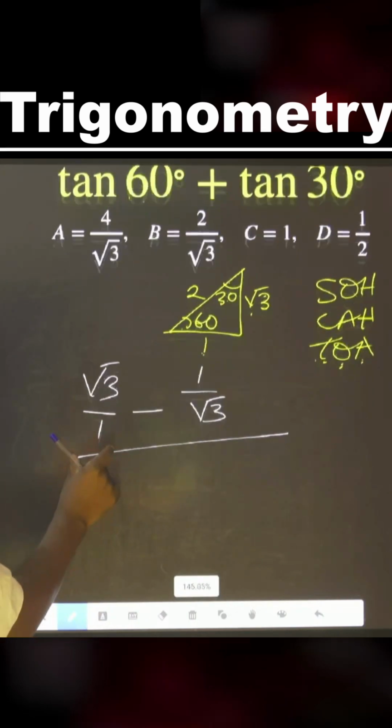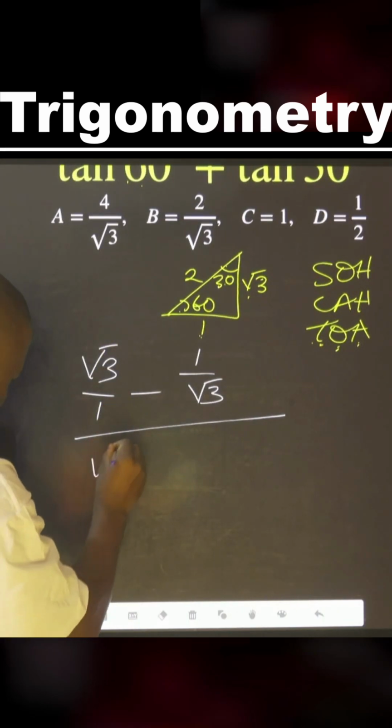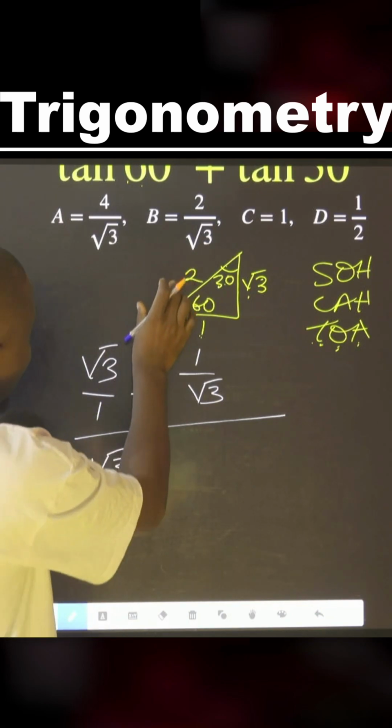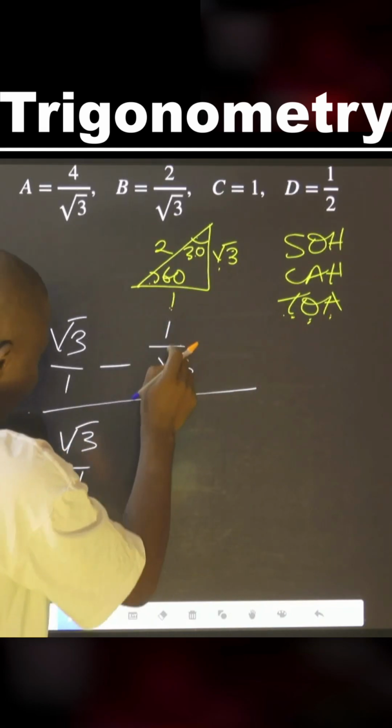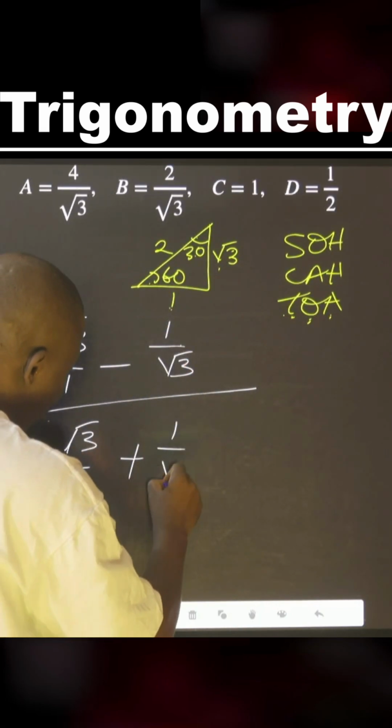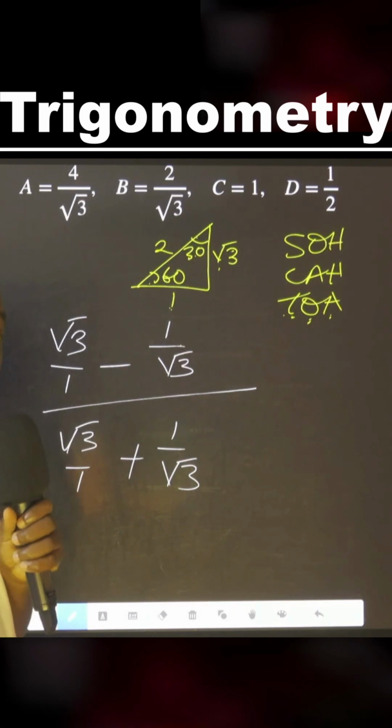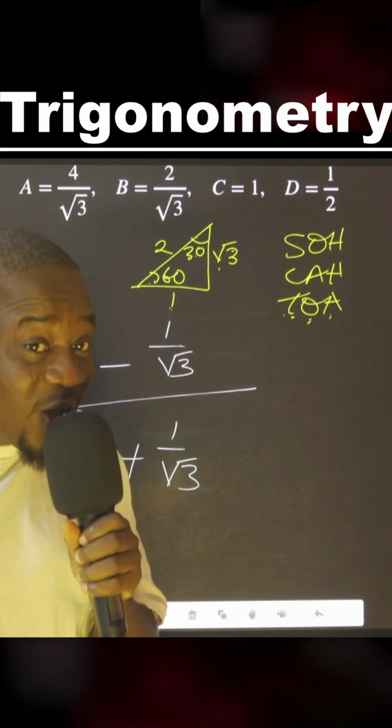So no need to waste our time. I will copy this. I put here. Then this one is tan 30. I will just copy this. I put here. Plus 1 over square root of 3. That is all.